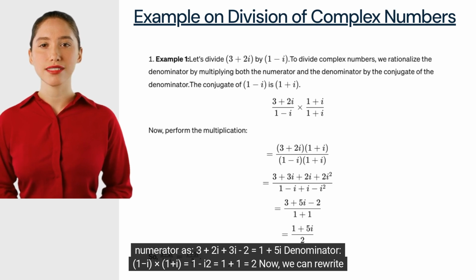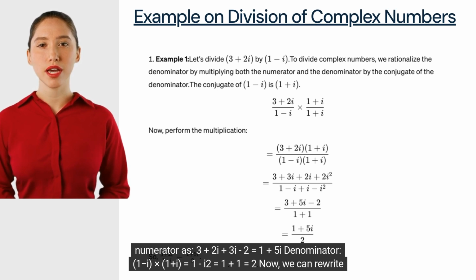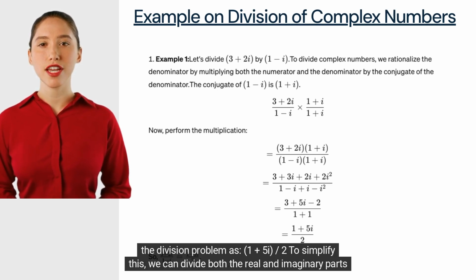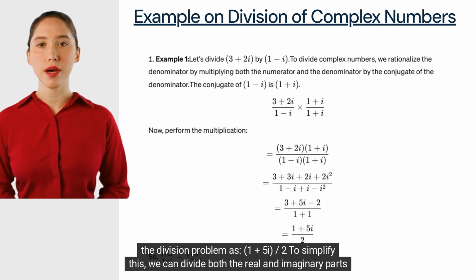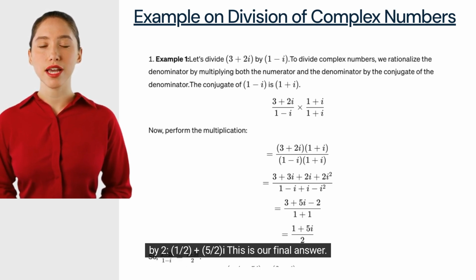Denominator: (1 - i)(1 + i) = 1 - i² = 1 + 1 = 2. Now, we can rewrite the division problem as (1 + 5i)/2. To simplify this, we can divide both the real and imaginary parts by 2, giving 1/2 + 5/2 i. This is our final answer.